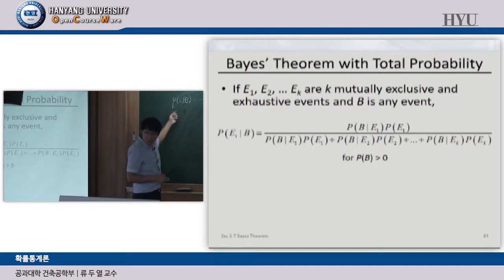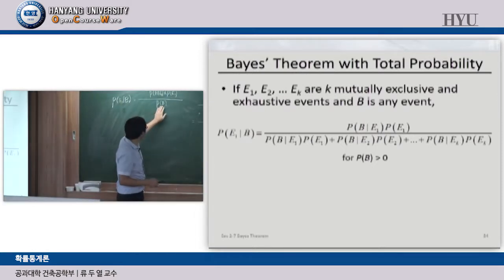So from this equation, the only difference between these two equations is that the probability of B is changed to the summation of all this total probability, right? So if we verify the probability of B equals this, we can verify this equation.